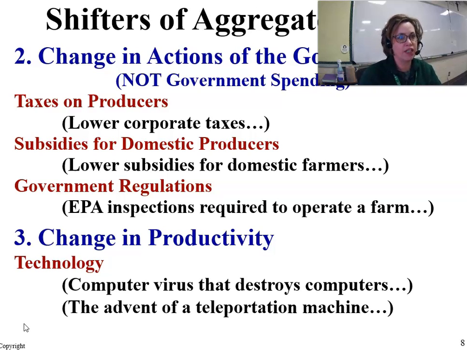You could also have a change in productivity that could shift aggregate supply. So an example would be technology. You have a computer virus that destroys computers and thus productivity, or an advance in technology.